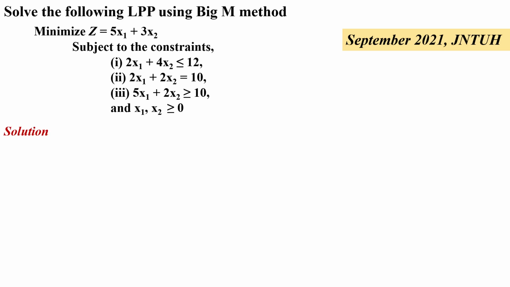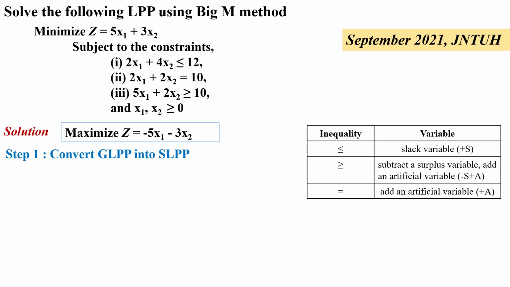Let's see the solution. Here the objective function is a minimization model. So first we have to convert the minimization model into the maximization model by multiplying with -1. Then the objective function is maximize z equal to minus 5x1 minus 3x2. Next step is to convert the general linear programming problem into the standard linear programming problem.